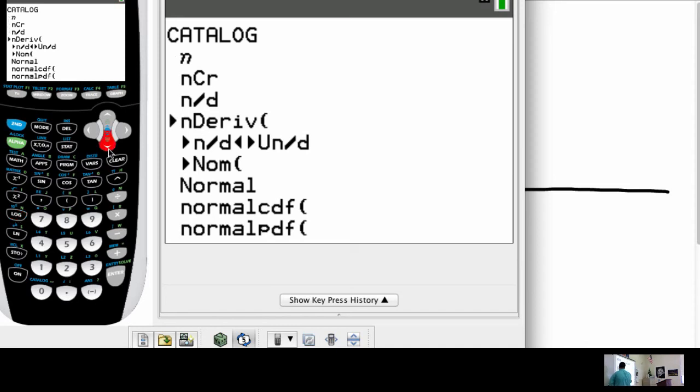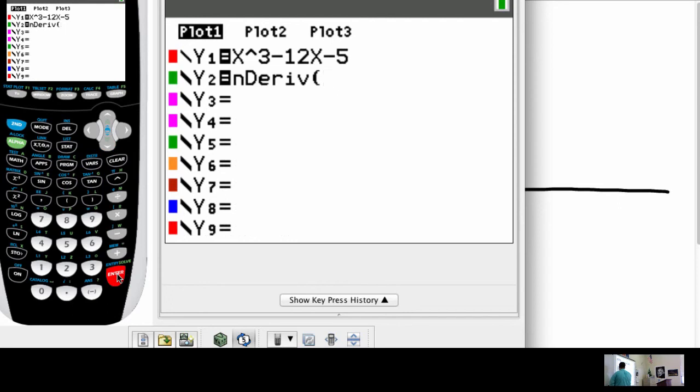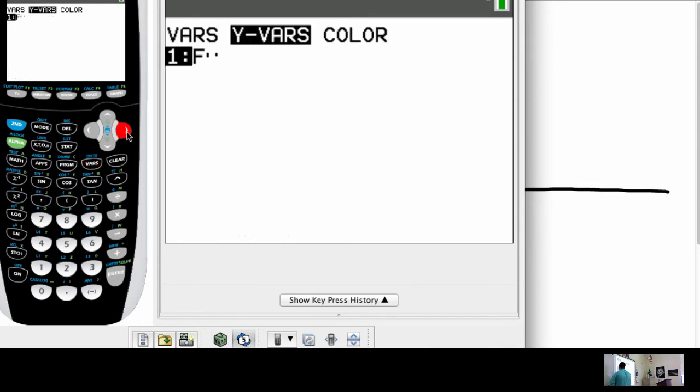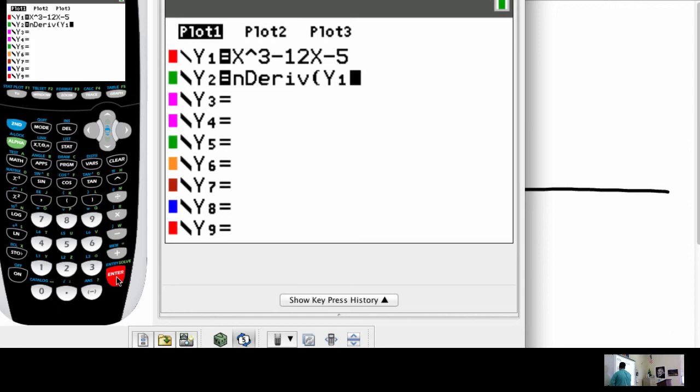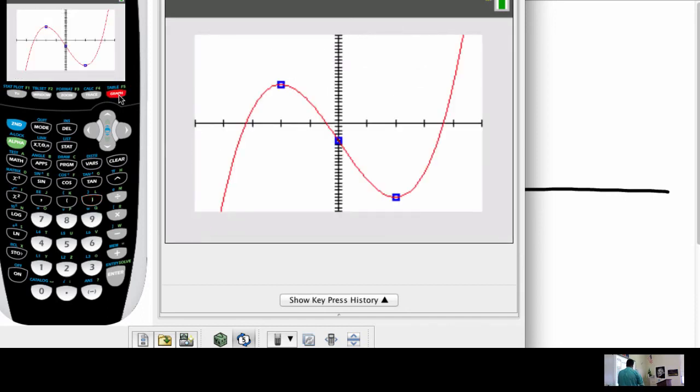And you can do the first derivative. We did the second derivative. But if I do this, then hit vars, then go over to function and choose y1. Then if I hit comma, x, and close it, now if I hit graph, it should graph 3x squared minus 12. We know because we used calculus to calculate it using the power rule, right? But that's what that is.